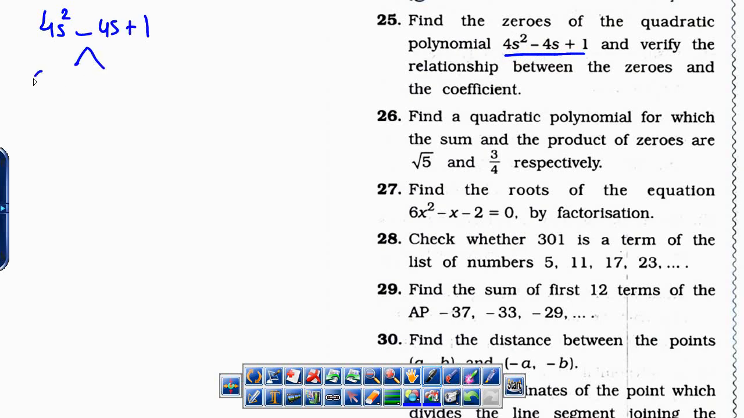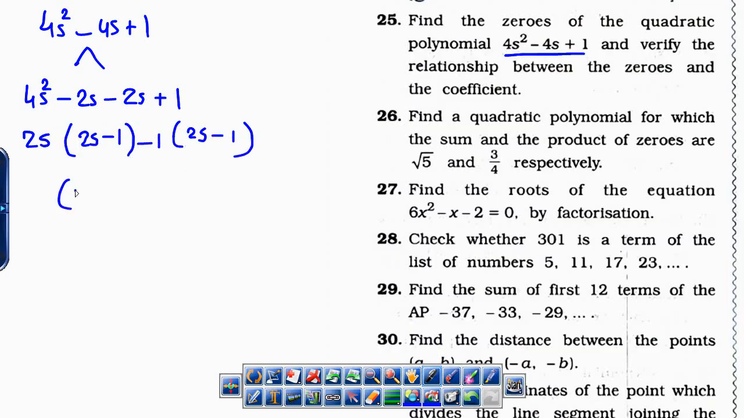And when you split the middle term, you will get 4s square minus 2s minus 2s plus 1. 2s common, 2s minus 1. Minus 1 common, 2s minus 1. 2s minus 1, 2s minus 1. Hence, the zeros are, अब ये मेथड वाले सम्स है.